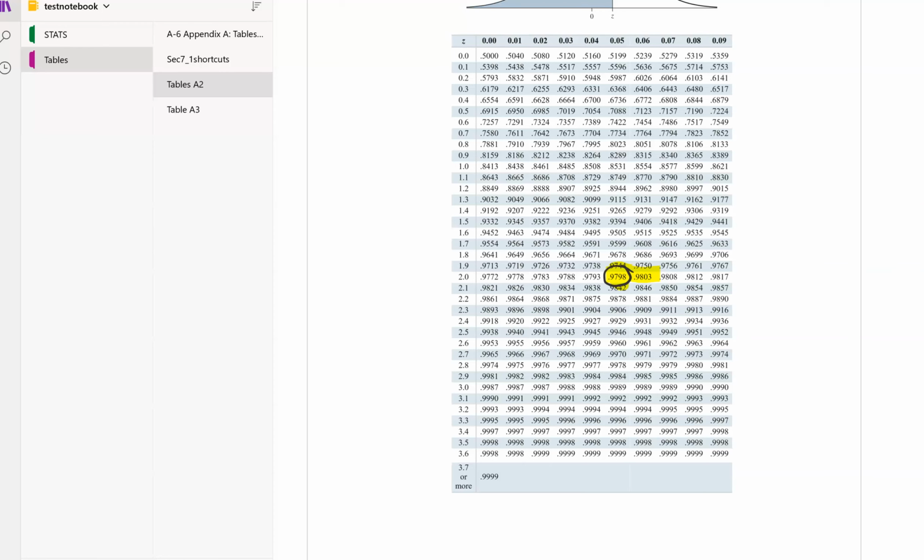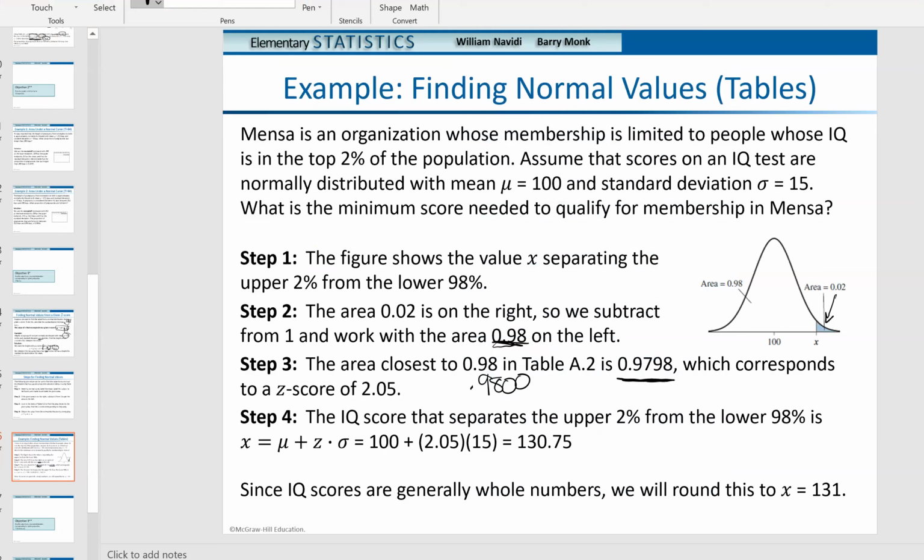That corresponds to a z-score of 2.05, which is what they have right here. That's where they're getting that number from. So this is the mean, that's in the problem, 100. 2.05 was the z we looked up. The 15 is sigma. Multiply 2.05 times 15, then add 100, and you get 130.75. Since IQ scores are generally whole numbers, we round this to 131.